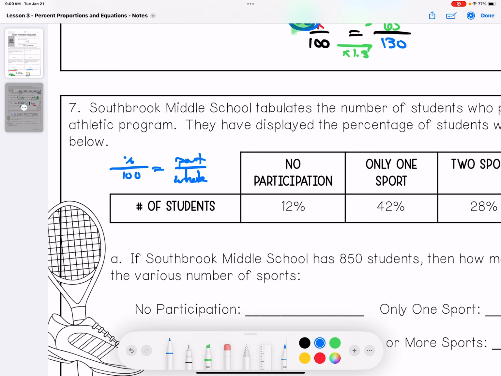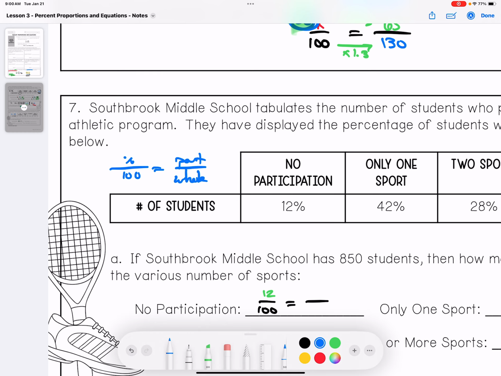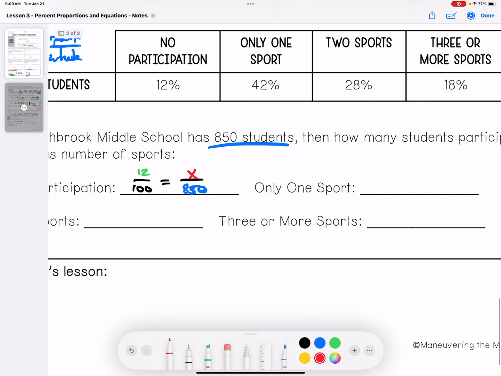Okay? So what is the percent? We know that for each one, right? So let's set up a problem for each one. We know the percent is 12 for the first one. It's always over 100. Now, do we know the part or do we know the whole? We know the whole, 850. So what are we looking for? The part. And guess what? It's going to be the same on each one of them. 850, 100, X, and the percent on one sport is 42.